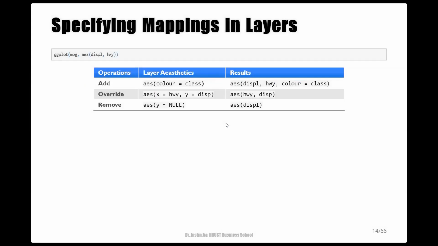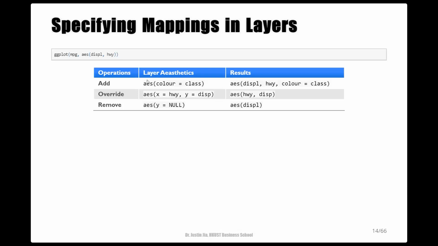Generally, the mappings set in the initial ggplot call will be inherited by subsequent plotting layers. But we can also override these common mappings in a specific layer. For example, suppose we have mapped the displacement to x and mileage on the highway to y in the initial ggplot call.